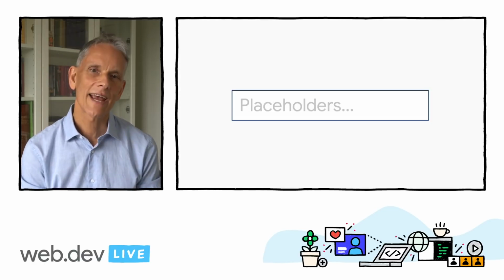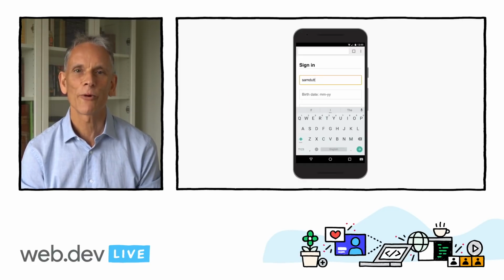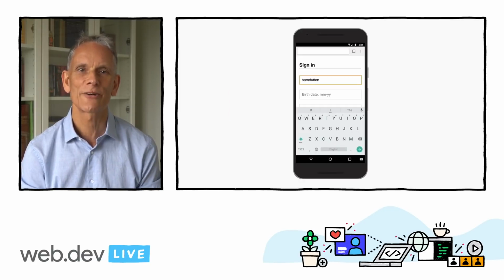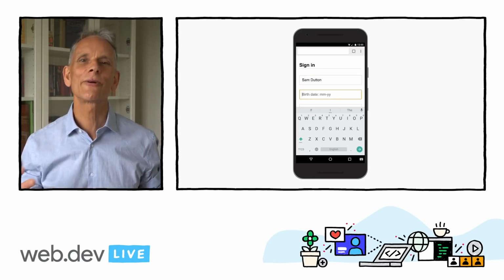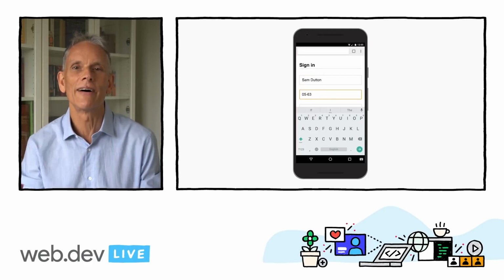Now, placeholders can be useful, but don't use them as input labels. People are liable to forget what the input was for once they've started entering text, especially if they get distracted. Was I entering an email address, a phone number, or an account ID? I can't remember. There are other potential problems with placeholders, and you can see the article that goes with this video if you're unconvinced.